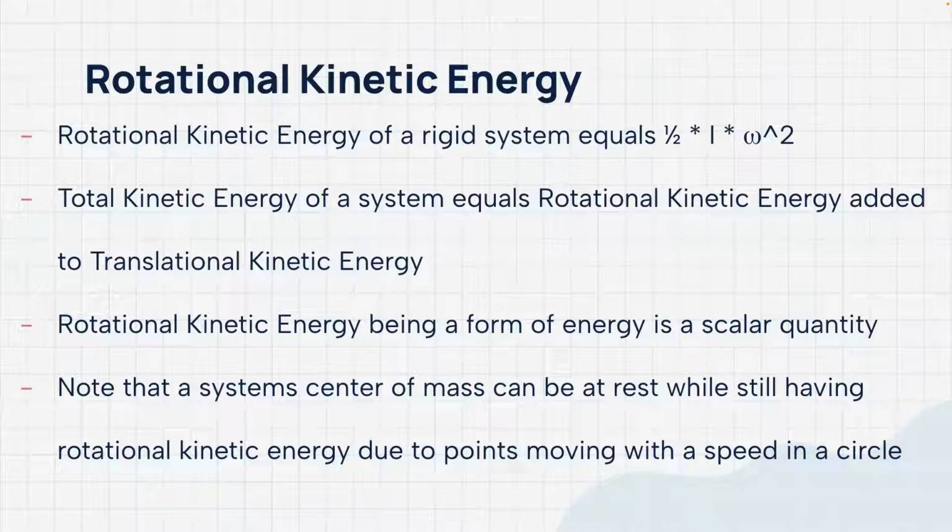Note that a system's center of mass can still be at rest while having a rotational kinetic energy. A center of mass can be at rest because it's not linearly accelerating, but points can still be rotating if the center of mass is at rest. Think of a ruler, right? Let's say it's on the ground. It's not linearly moving, but it's just spinning in a circle. The center of mass is at one point, but it's still rotating.